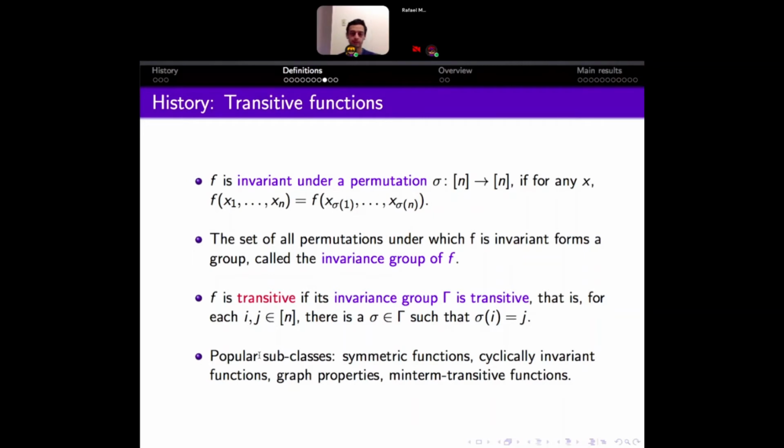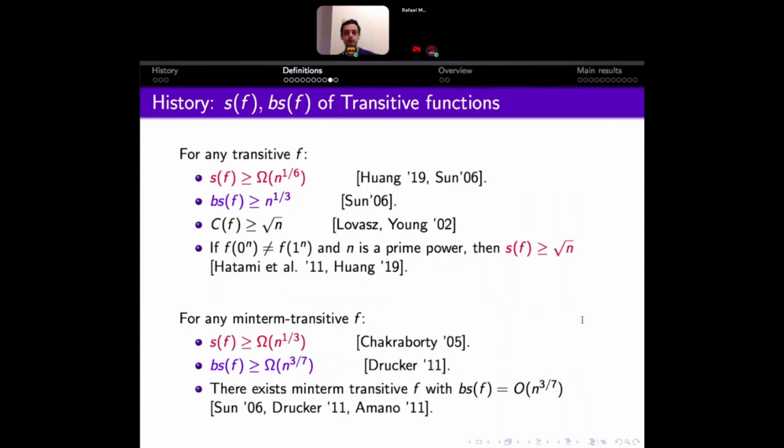This class has many popular subclasses such as symmetric functions, cyclically invariant functions, graph properties, minterm transitive functions, and so on. So there are many known results about transitive functions. For example, due to Huang's result along with a paper due to Sun, we know that sensitivity is at least n to the 1/6 for any transitive function.